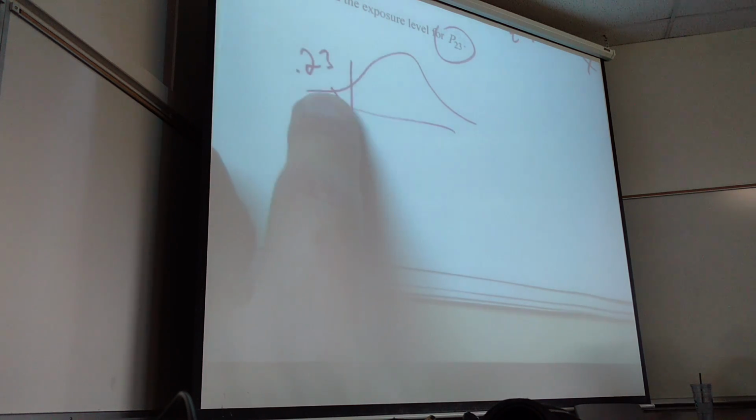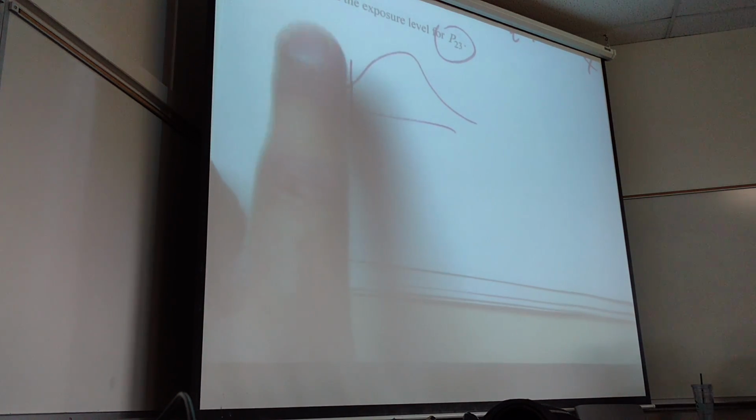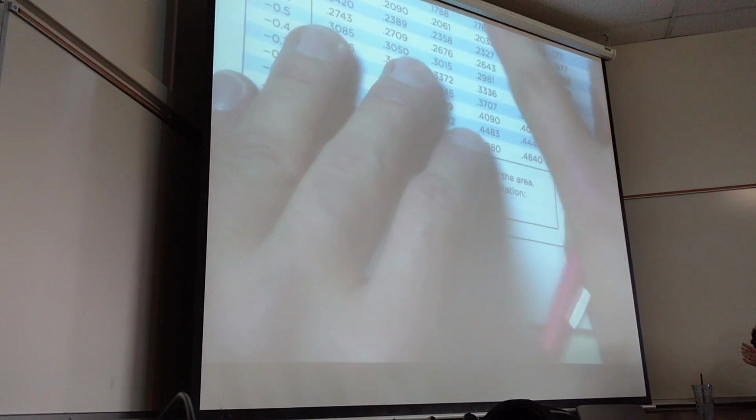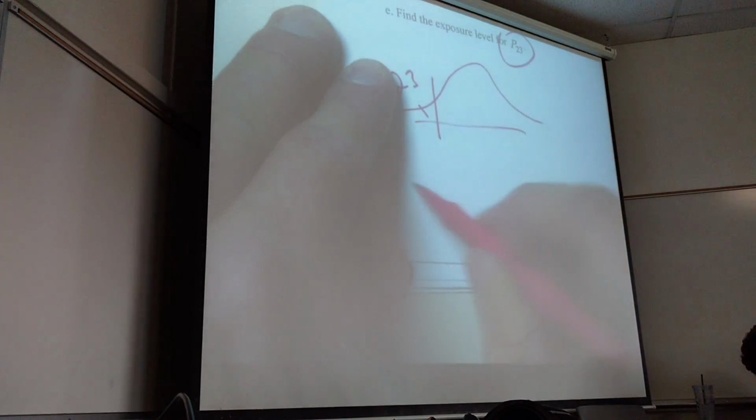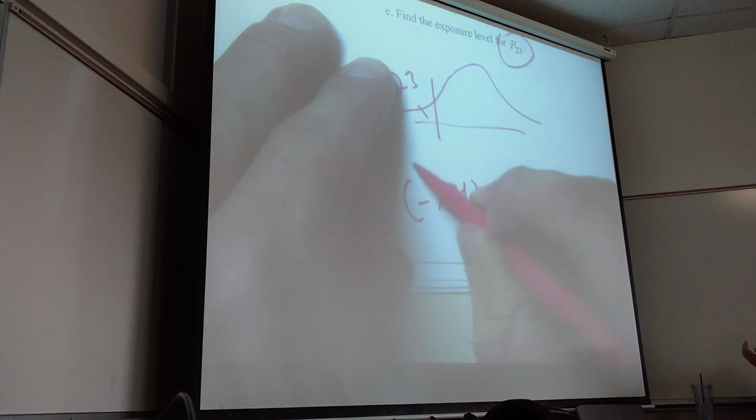That is not a z-score, right? I need to figure out the z-score. So I got to look in here. 0.23. What'd you guys get? Negative 0.74. So z-score negative 0.74. So I don't know the raw score yet.